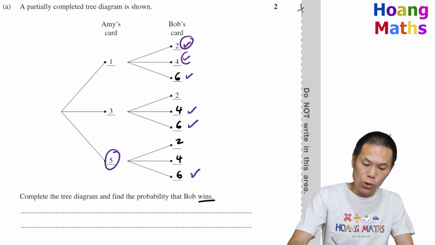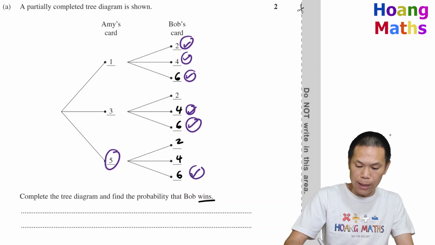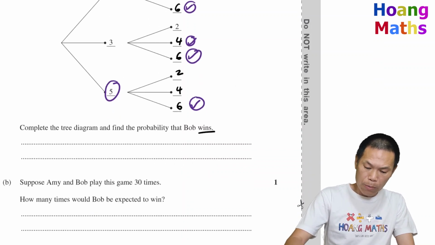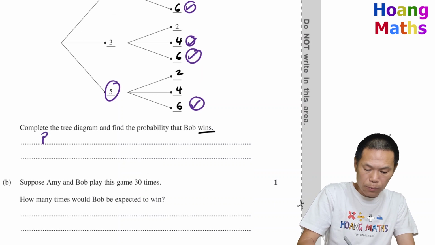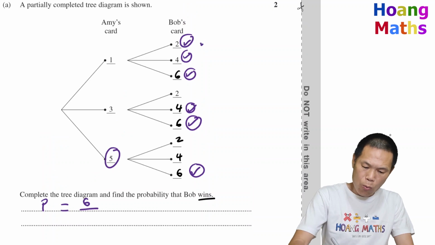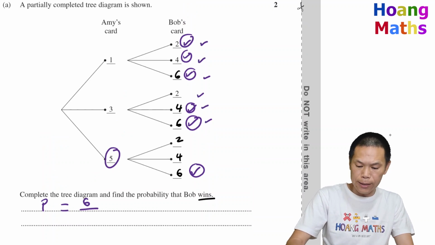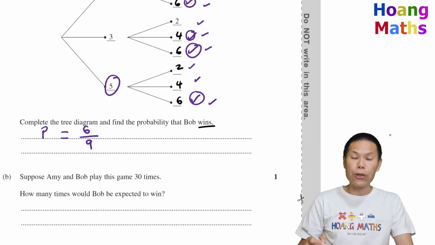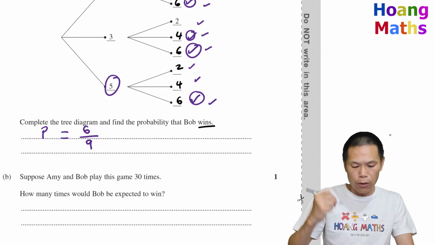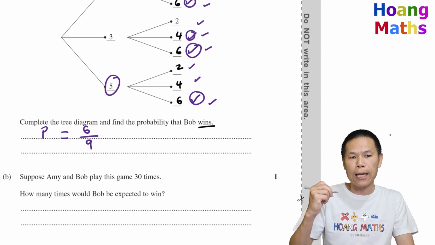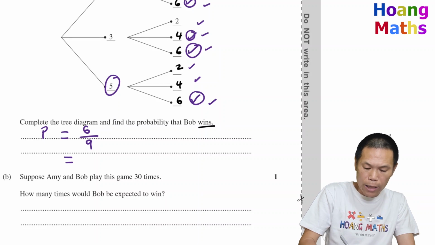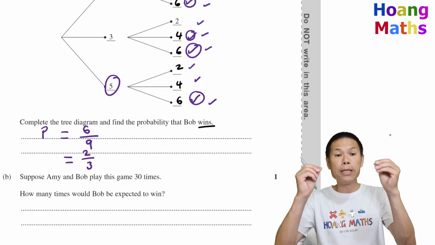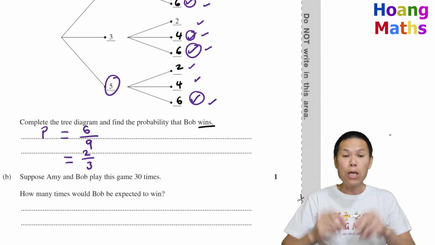So we have 1, 2, 3, 4, 5, 6. Let me write this down. The probability of winning is 6 out of, we have 1, 2, 3, 4, 5, 6, 7, 8, 9. So 6 out of 9. And we can simplify this. You can just put 6 over 9 on a calculator, otherwise we divide by 3, which gives 2, and 9 divided by 3 is 3. So the probability that Bob wins will be 2/3.